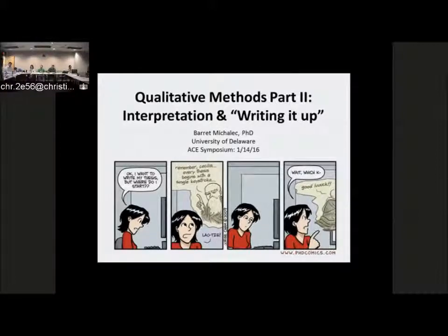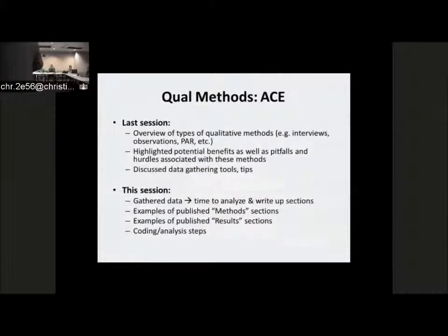Okay, so last session we did an overview of different types of qualitative methods, interviews, observations, PAR, that kind of stuff. We talked about some benefits to each one, some hurdles to each one, certain data gathering tips and tools, and we highlighted potential benefits and pitfalls of certain methods. This session we're going to go over what happens after you've gathered your data, how do you analyze it or code it, and then how do you write up those methods and your analysis in a way that is good enough for publication, but also good enough for reports that people can understand.